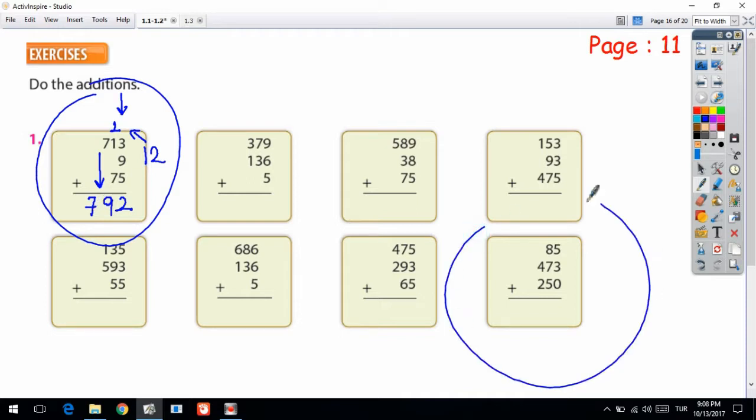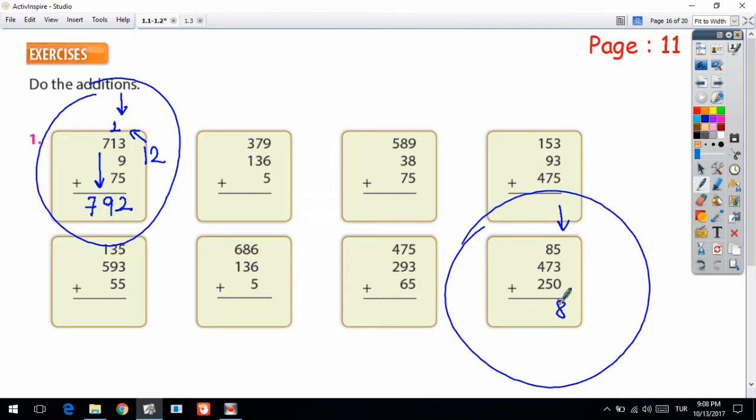So okay, let's look at another type of question. So there is 85 and 473, then 250. The first number is two digit. Next and the later are three-digit numbers to add. Okay, let's start from the ones digit to add. 5 plus 3, 8. 8 plus 0, again 8. So I can write 8 on the down side, because 8 is a ones digit number.